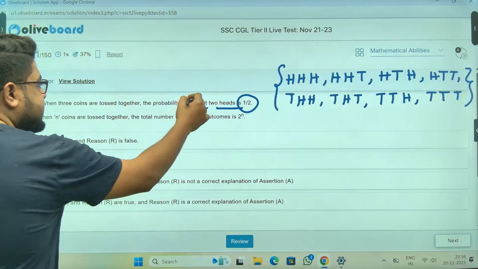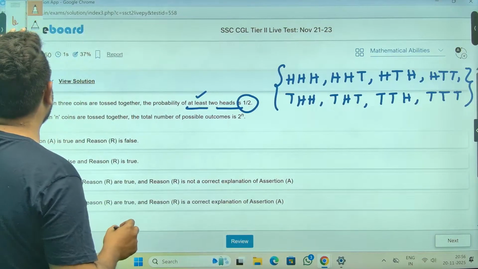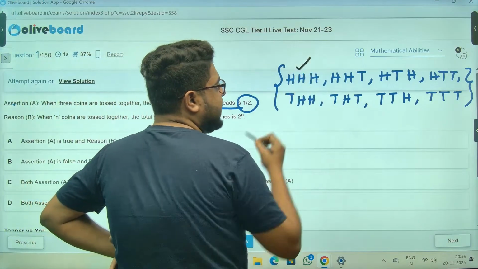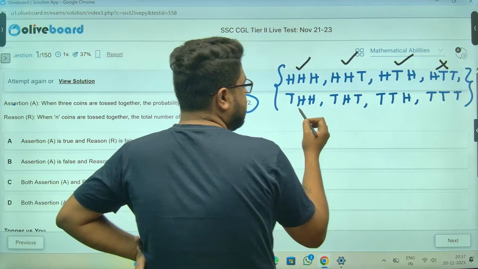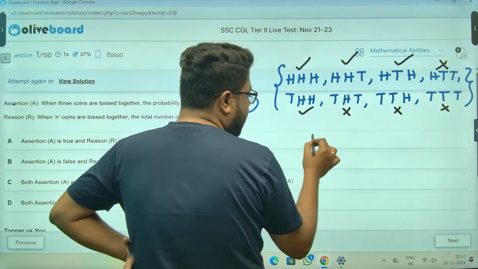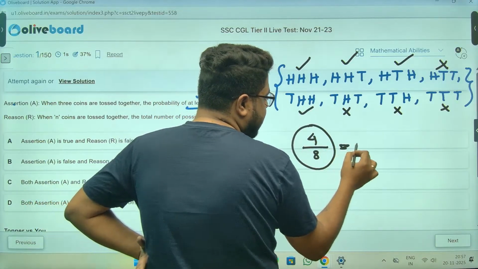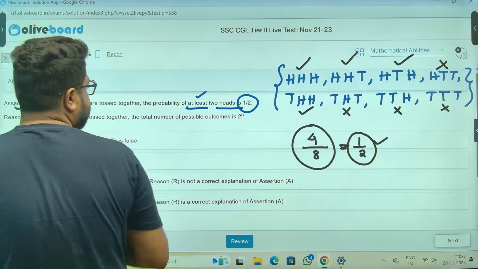Now, at least two heads means minimum two heads. How many places can I choose? Minimum two heads here, here, here, not here. Here as well, not here, not here, not here. So total 4 times out of total 8 times. So the probability is definitely 1/2. So the assertion is definitely correct.